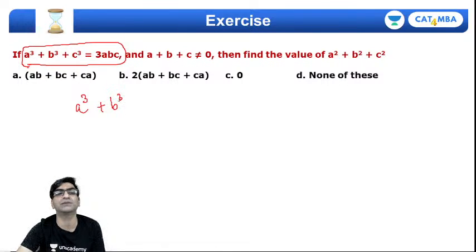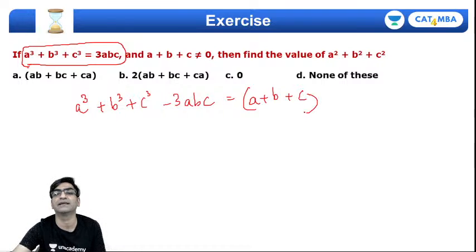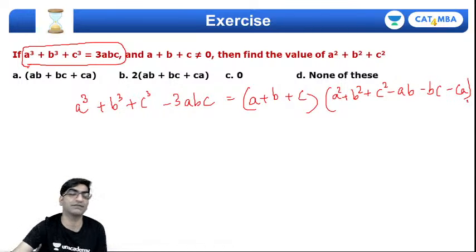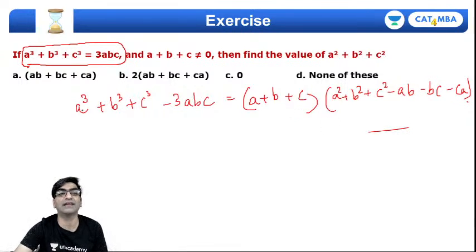A cube plus B cube plus C cube minus 3ABC can be factorized as A plus B plus C into A square plus B square plus C square minus AB minus BC minus CA. That's the way you can expand it, right? Now you're given that this and this are equal.